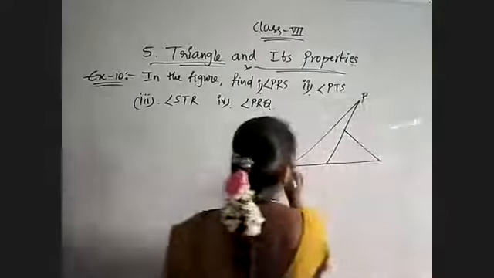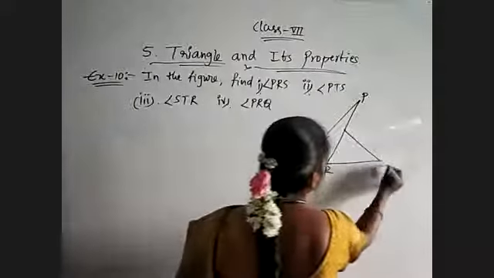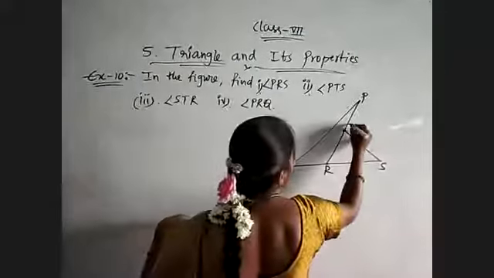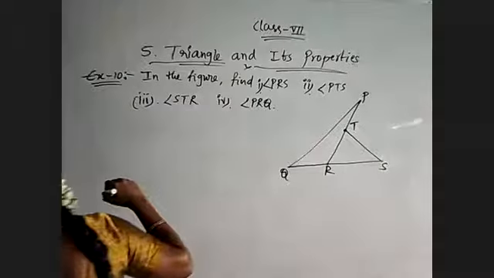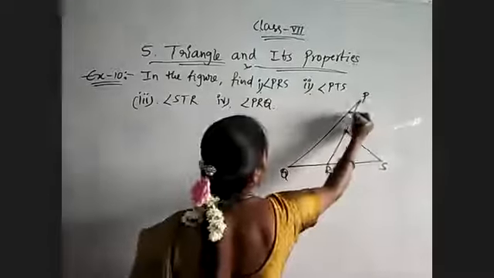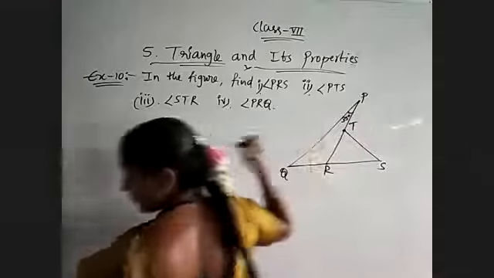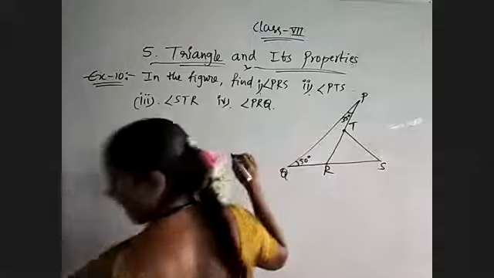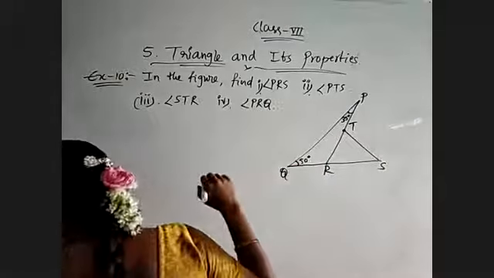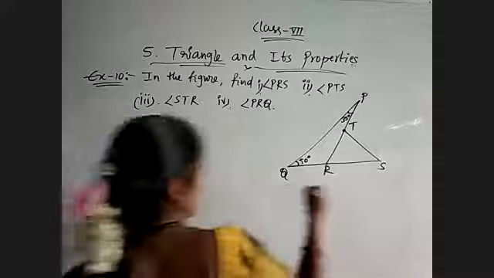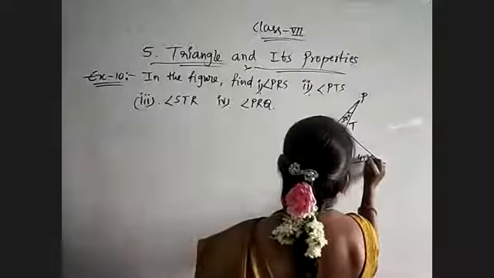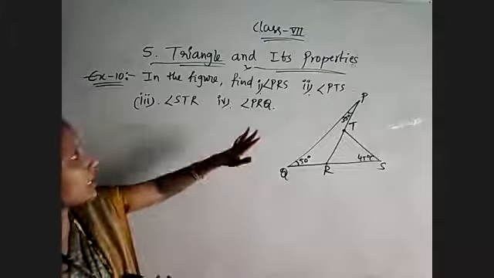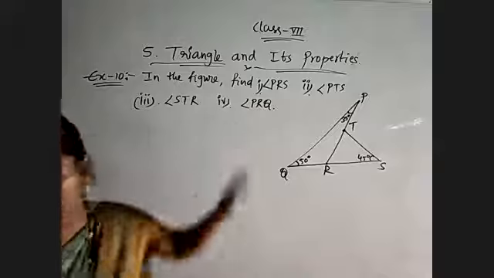P, Q, R, S, T. And here they have mentioned that angle P is 35 degrees, angle Q is 50 degrees, and angle S is 45 degrees. So these values are given in the figure, and we need to find out angle PRS, PTS, STR, and angle PRQ.